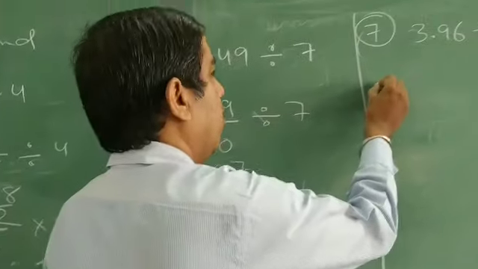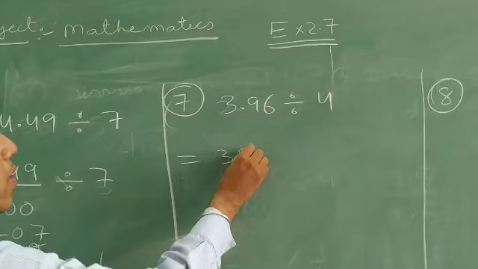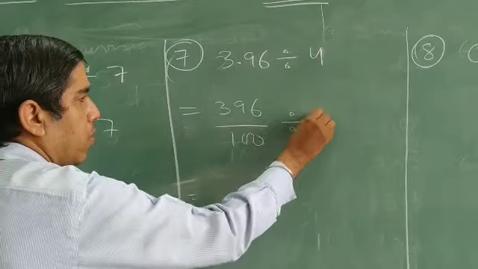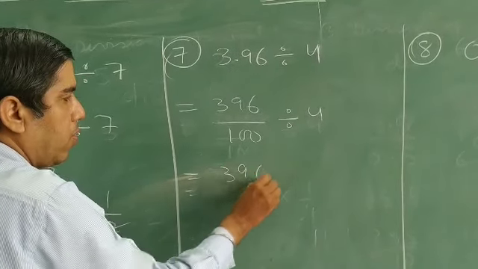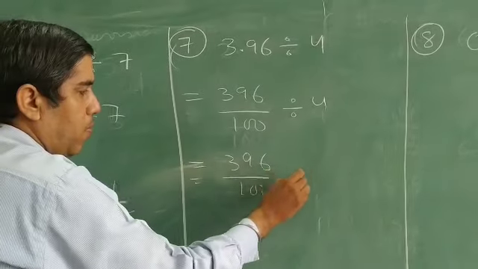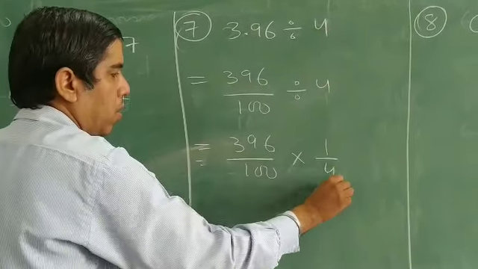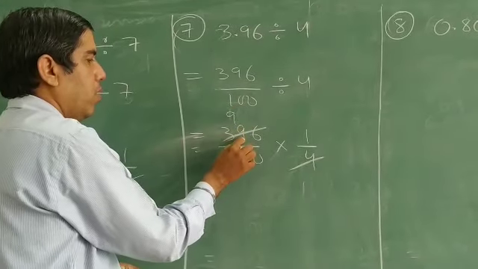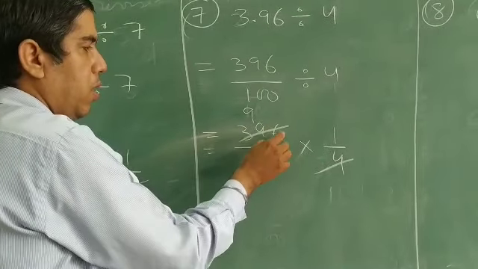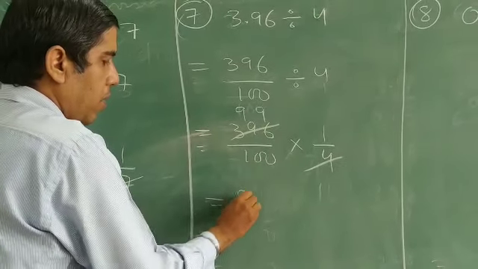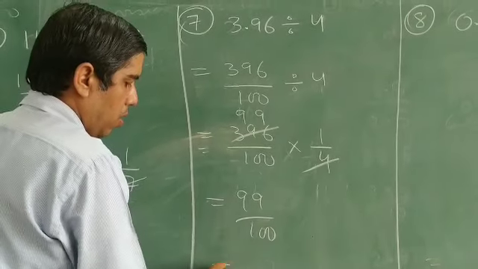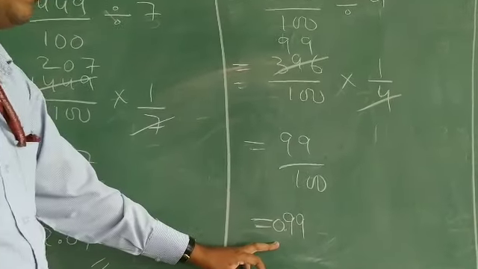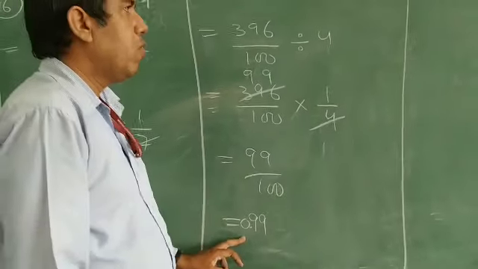The next one you can see now, 396 divided by 100. This as it is. Now this division becomes multiplication and take the reciprocal of this. Now cancellation. 4 nines are 36. What is remaining here? Again 3 remaining. So 4 nines are 36. It comes 99 upon 100. It comes 0.99. What is the answer? 0.99 is the answer.